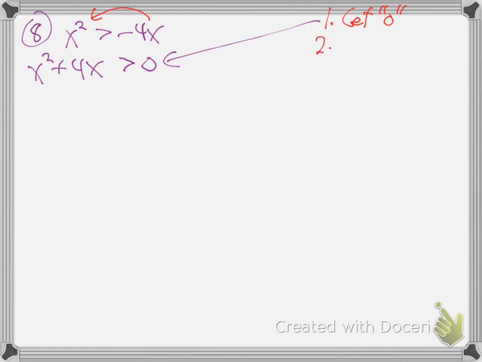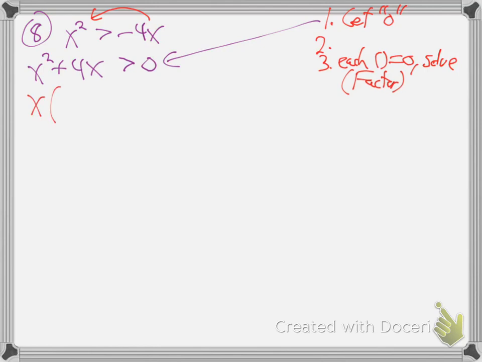Step 2 is fractions. We don't have fractions. Step 3, each parenthesis equals 0 and solve. Now I don't have parentheses, so how do I get parentheses? I'm going to have to factor. So factor, take out an x. That's how this one factors.